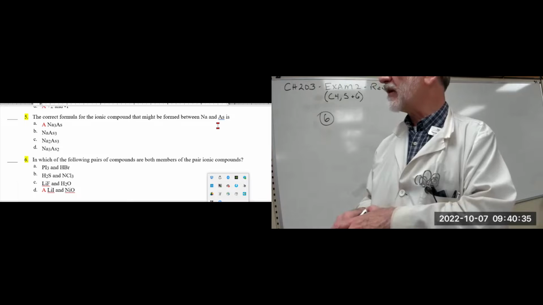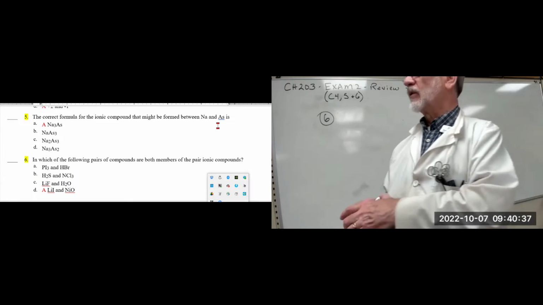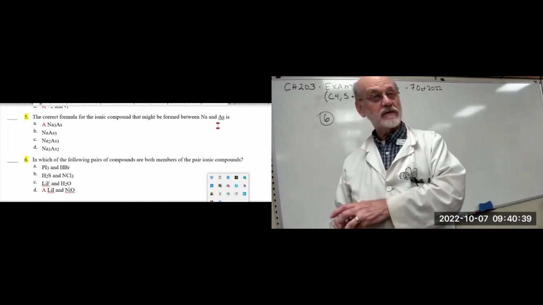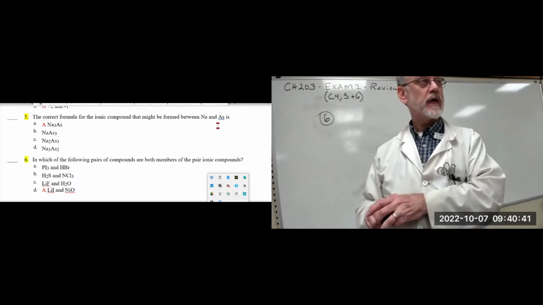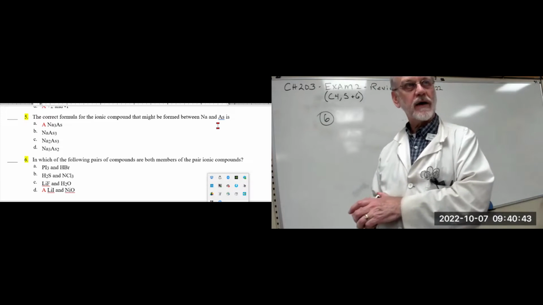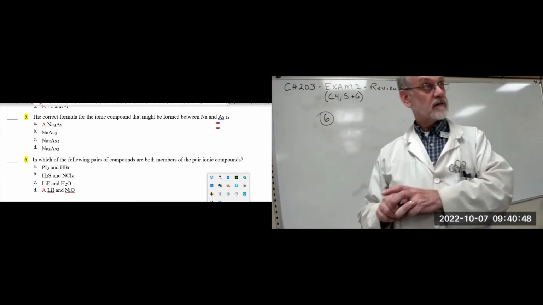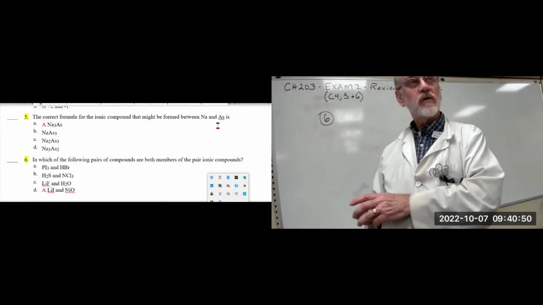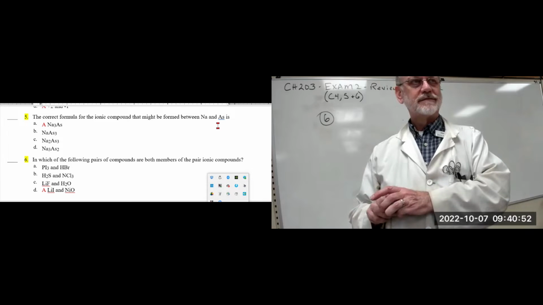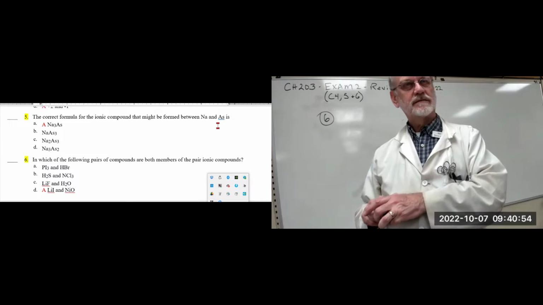H2S and NCl3. Well, N and Cl, chlorine, they're both non-metals, so you can throw that one out. They both have to be ionic compounds. Lithium and fluorine, well, that's ionic. H2O, that's a covalent compound, right?